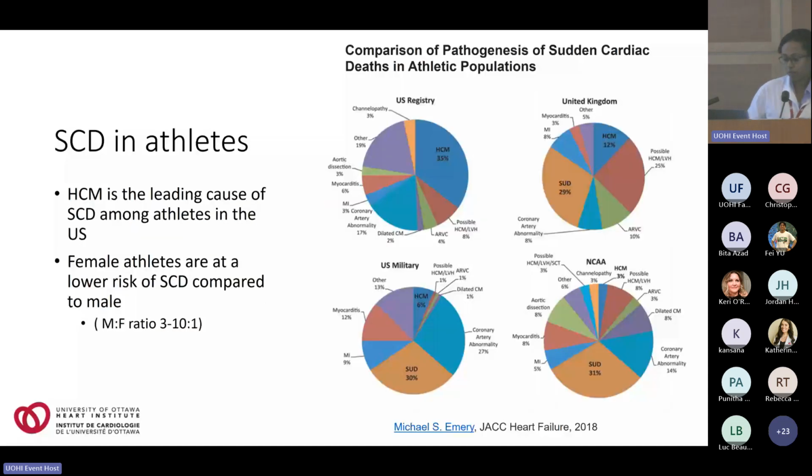So this is important to know because hypertrophic cardiomyopathy is the leading cause of sudden cardiac death among athletes in the US, with males being disproportionately affected than females. And this also holds true among the population with HCM, where sudden cardiac death and adverse events are more seen among males than females.